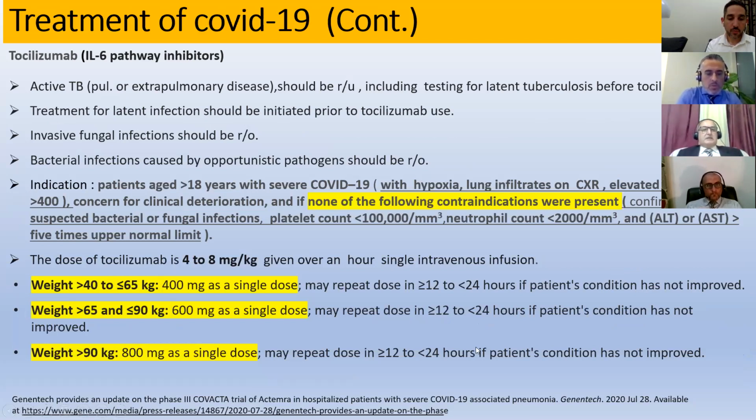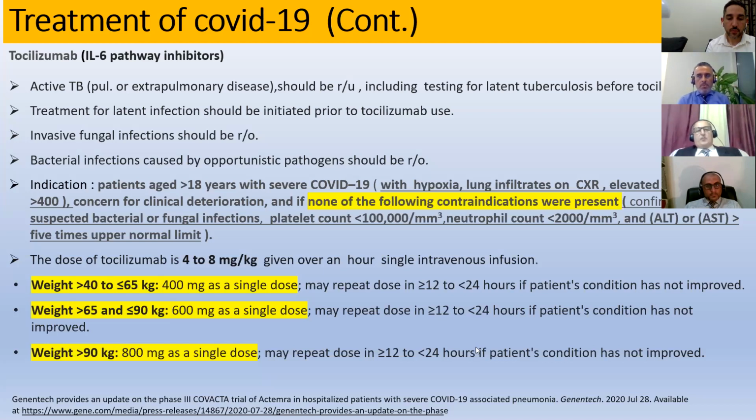Tocilizumab is an IL-6 pathway inhibitor. This is a monoclonal antibody used mainly in rheumatoid arthritis. This drug can be used after ruling out active TB, whether pulmonary or extrapulmonary. Also, we should rule out any invasive fungal infection, any bacterial infection, or other opportunistic infection. And patients with latent TB should be started on anti-TB prophylaxis before starting tocilizumab treatment.